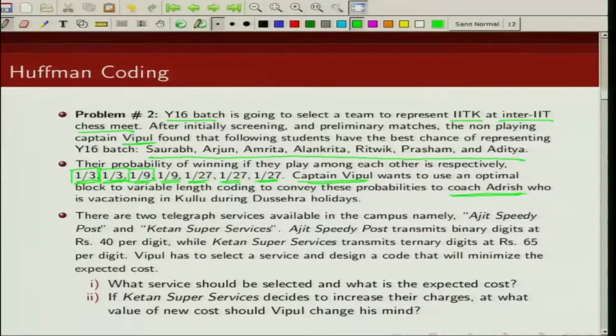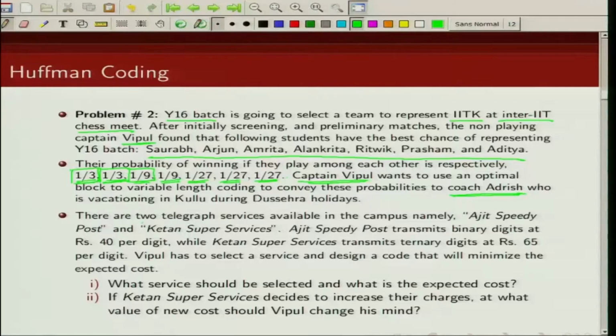He wants to convey these probabilities. So essentially we have a random variable which has 7 possible values. U1 happens with probability 1/3, U2 happens with probability 1/3, U3 happens with probability 1/9, U4 happens with probability 1/9, and U5, U6, U7 happen with probability 1/27. Now he wants to encode this information using an optimal block to variable length coding.